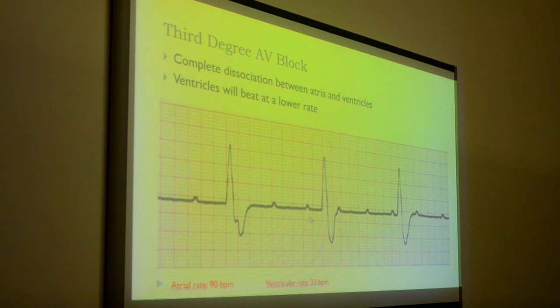A lot of times we say that this is a second degree block, but then the doctor tells us, no, start from the beginning, look at the P waves. Another way you can do it is count the number of P waves and count the number of QRS complexes. If they're very different, then this is, and here you have 10 P waves, 3 QRS complexes.